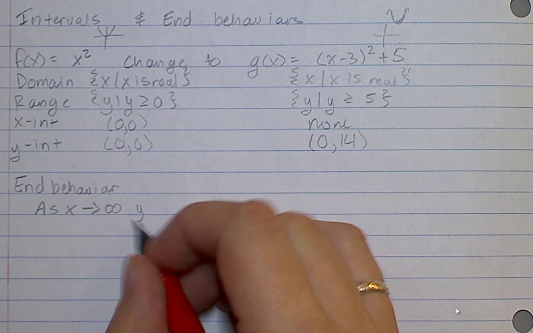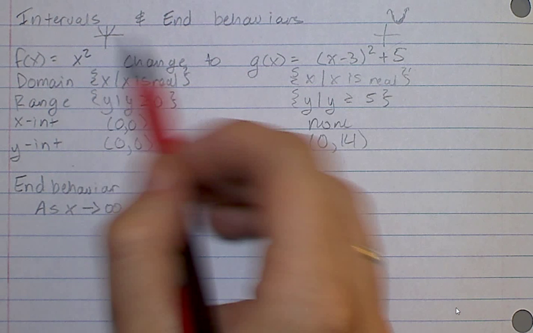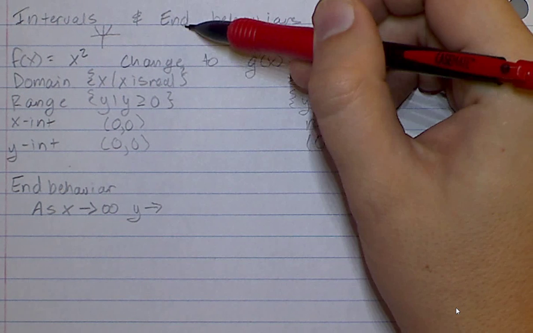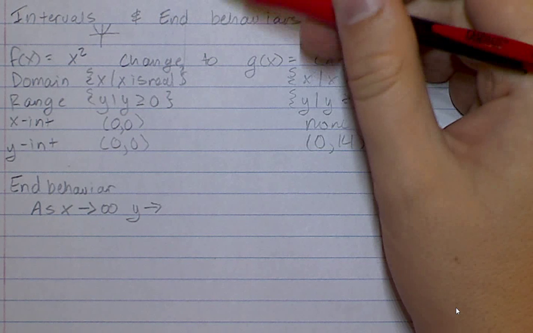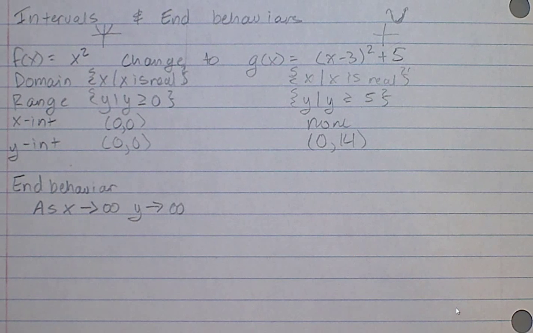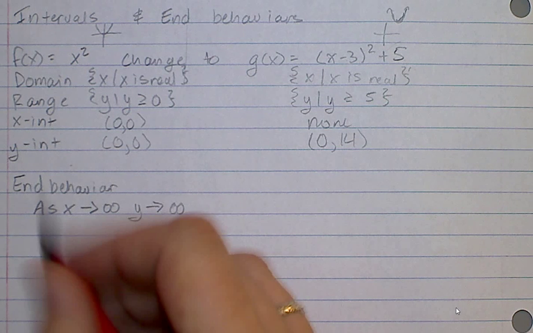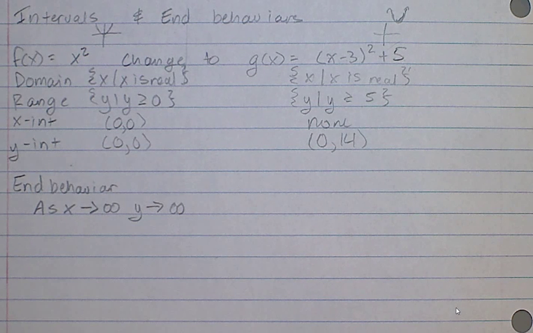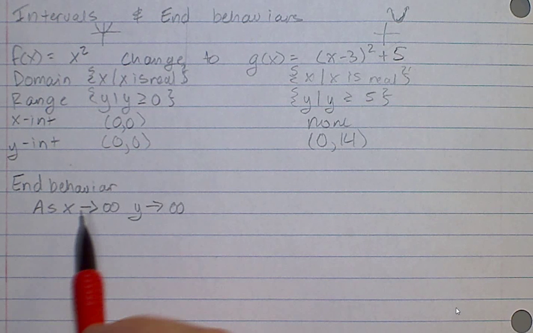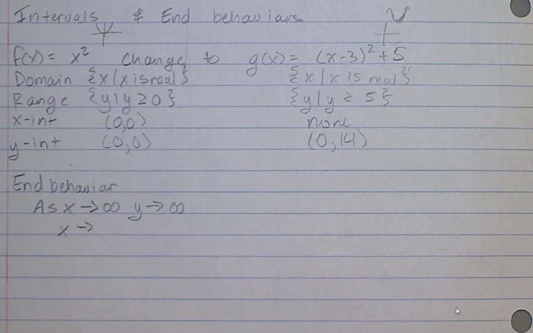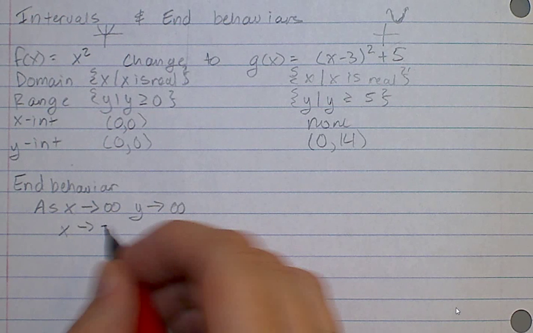y is going to go to, so as you're going really far to the right, is the function going up or is the function going down? Up. It's going up. Up is also known as infinity. Maybe even a little glimmer of it making sense? Okay. Now, all functions are going to have two end behaviors. This one has as x goes to infinity, y goes to infinity. And then we're going to look at what happens as x goes to super negative numbers. And that's going to be called negative infinity.